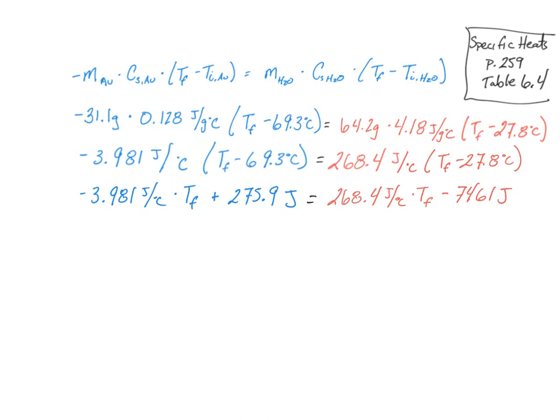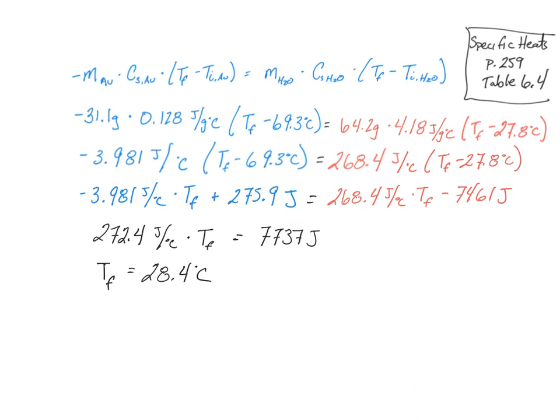And so I get 272.4 joules per degree Celsius times TF is equal to 7737 joules. And I find that the final temperature is 28.4 degrees Celsius. So now we have to make sure this makes sense.